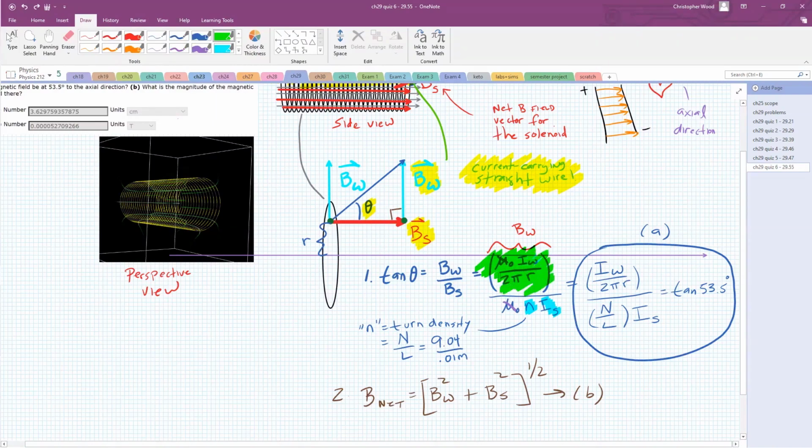Store that in your calculator memory. All of this in the denominator is B solenoid. And then once again, this is BW, B solenoid, and you're done.